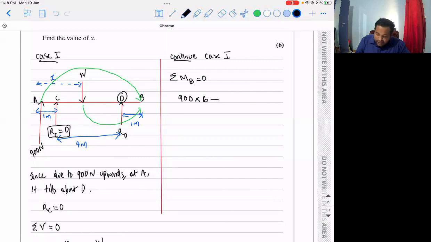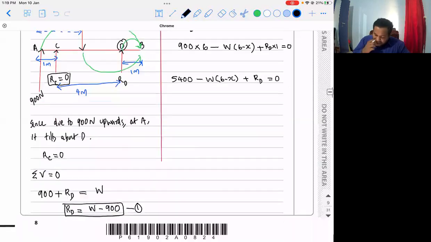This is X, therefore altogether 6, that means it is 6 minus X, right? So W times 6 minus X, then this RD times 1 is clockwise. So RD times 1 is equal to 0. So if you are simplifying, 900 times 6 is 5,400 minus W times 6 minus X plus RD is equal to 0. And we already calculated RD in terms of W, correct?